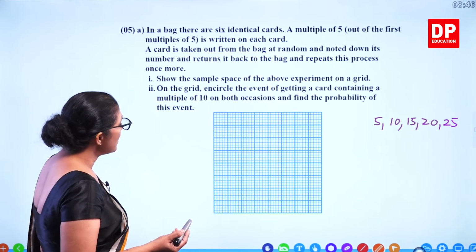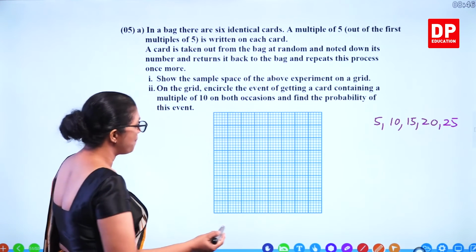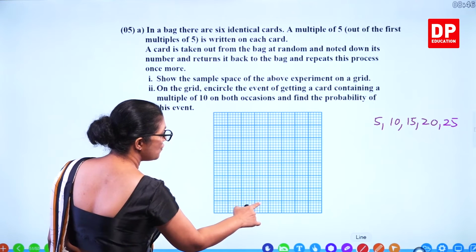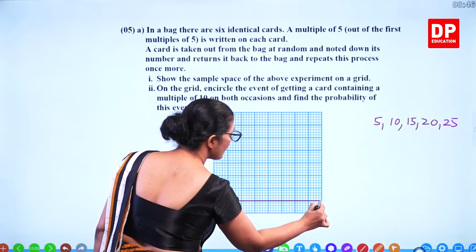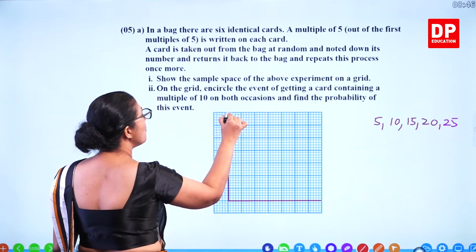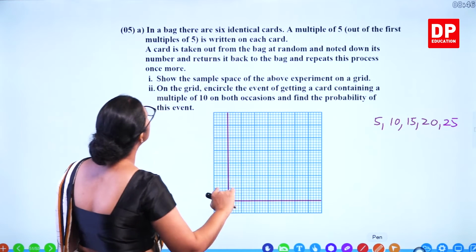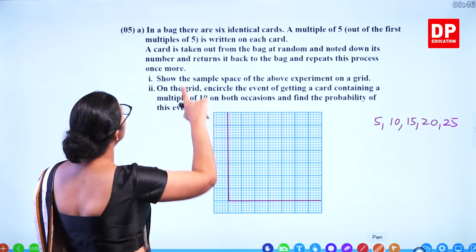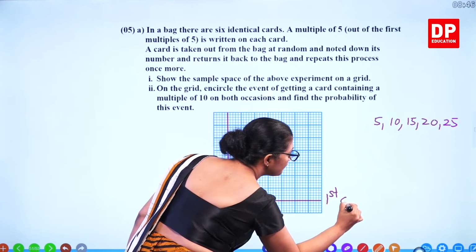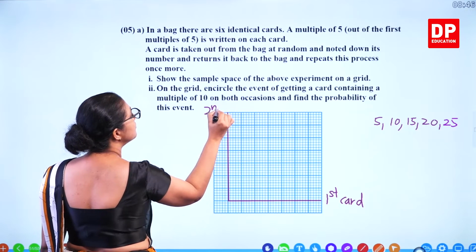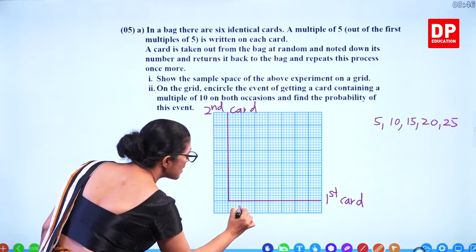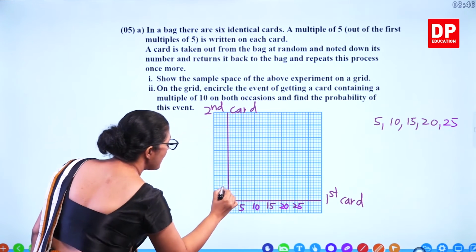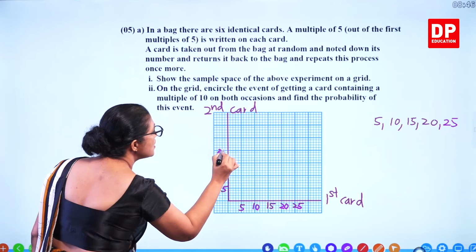So this is part A. So we can draw it here. How do we draw the sample space diagram? We need 5 numbers: 5, 10, 15, 20, 25. We take them here, and this is the other side. This is the first card noted and taken, and this is the second card. What are the numbers? 5, 10, 15, 20, 25. Here also the same thing: 5, 10, 15, 20, 25.